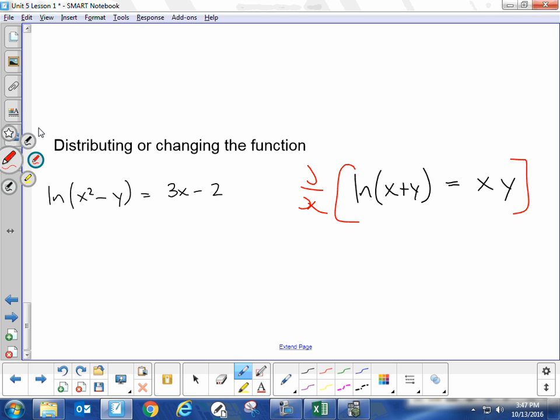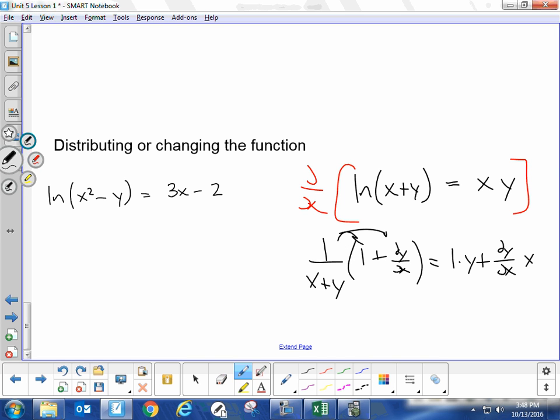I'd get 1 over x plus y, but then I need the derivative of x plus y, which is 1 plus dy dx. That'll equal the derivative of this. Now, this is where it's tricky, because if I multiplied both sides by this x plus y, this dy dx would kind of get stuck. I actually kind of need to distribute this, but that's not going to be beautiful. I could do it. There's another way to do this same problem. If I have the log of x plus y is equal to xy, I'm looking ahead.